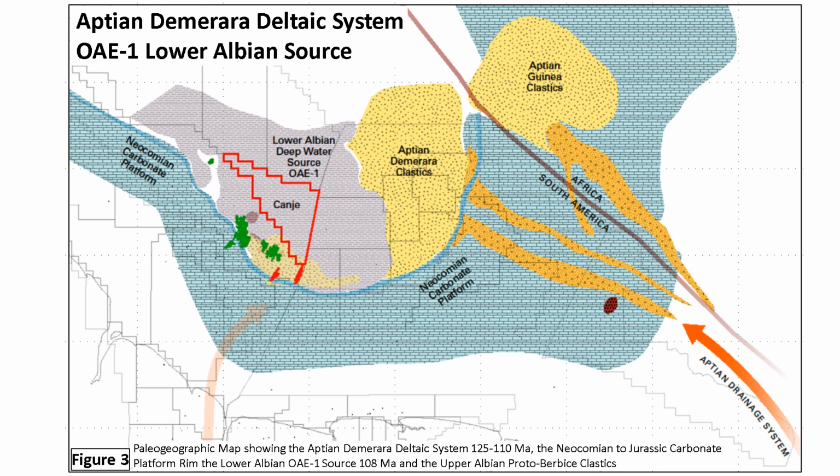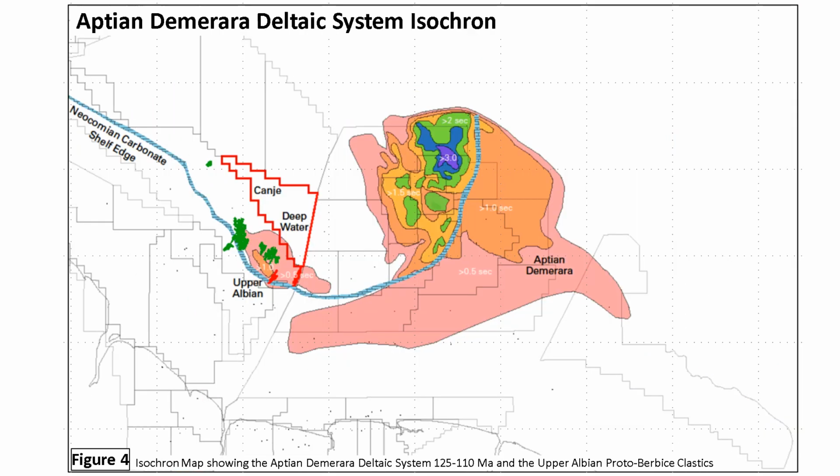That paleogeography map is based on an isochron, the Albian down to the Neocomian, and this is that isochron, where that Aptian clastic system reaches up to 3 seconds of sediment in the deep water of Suriname. We've also shown over here a small section of the beginning of the Berbice sedimentation, which is the uppermost Albian in that area.